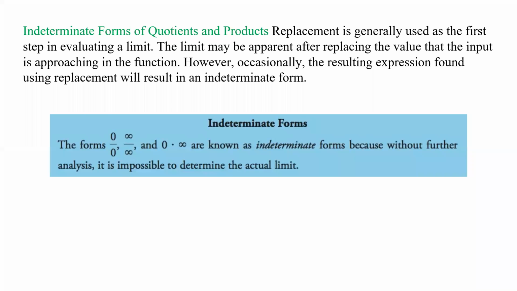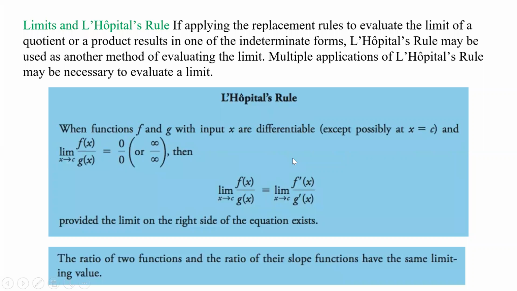So we're going to get an indeterminate form of quotients and products. When we plug in something, replacement is generally used as our first step, as we talked about. But what might happen is we might get something like 0 over 0, infinity over infinity, or 0 times infinity, which are all known as indeterminate forms because without further analysis, we don't know what the actual limit is. What's 0 divided by 0? I don't know. What's infinity divided by infinity? I don't know. What about 0 times infinity? I don't know. And so we're going to have to go to the next step, which is using L'Hopital's rule.